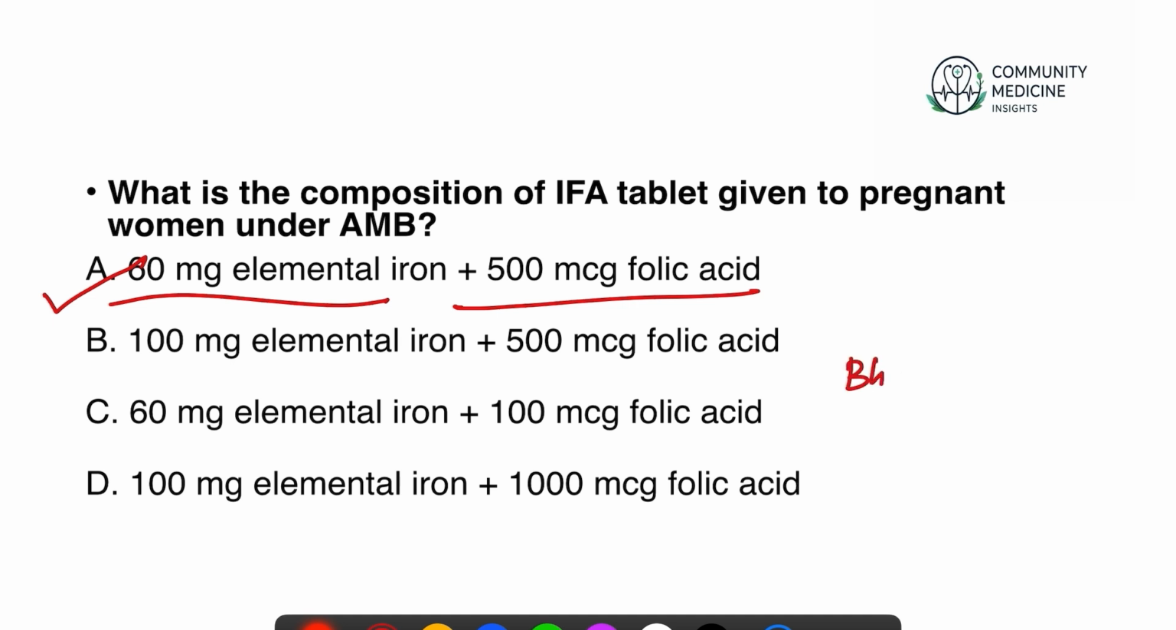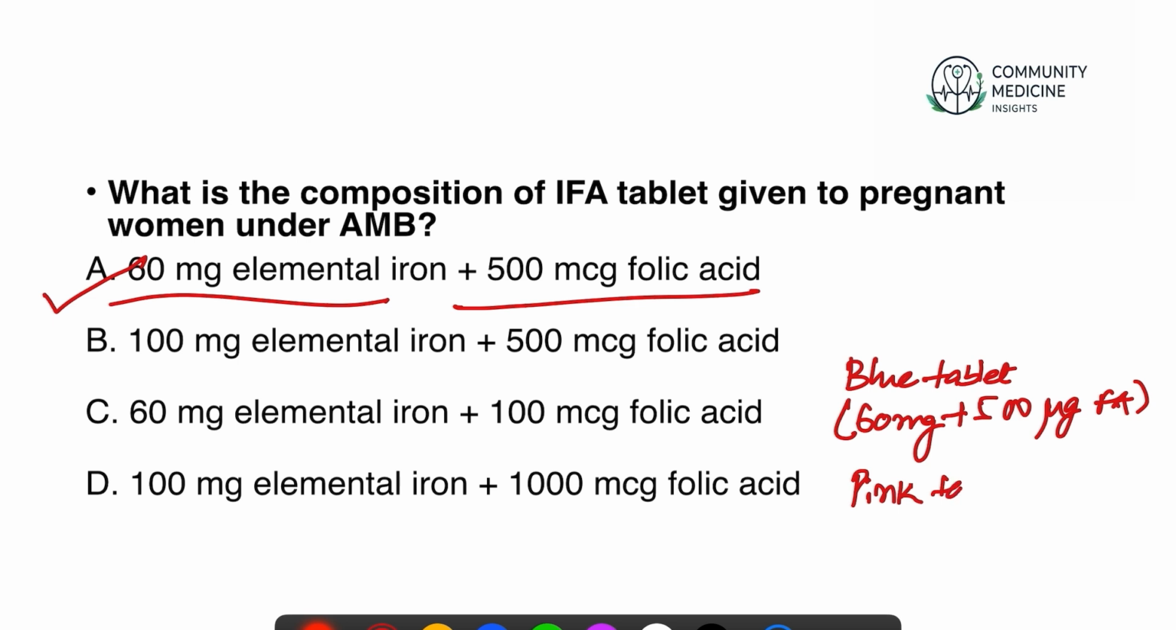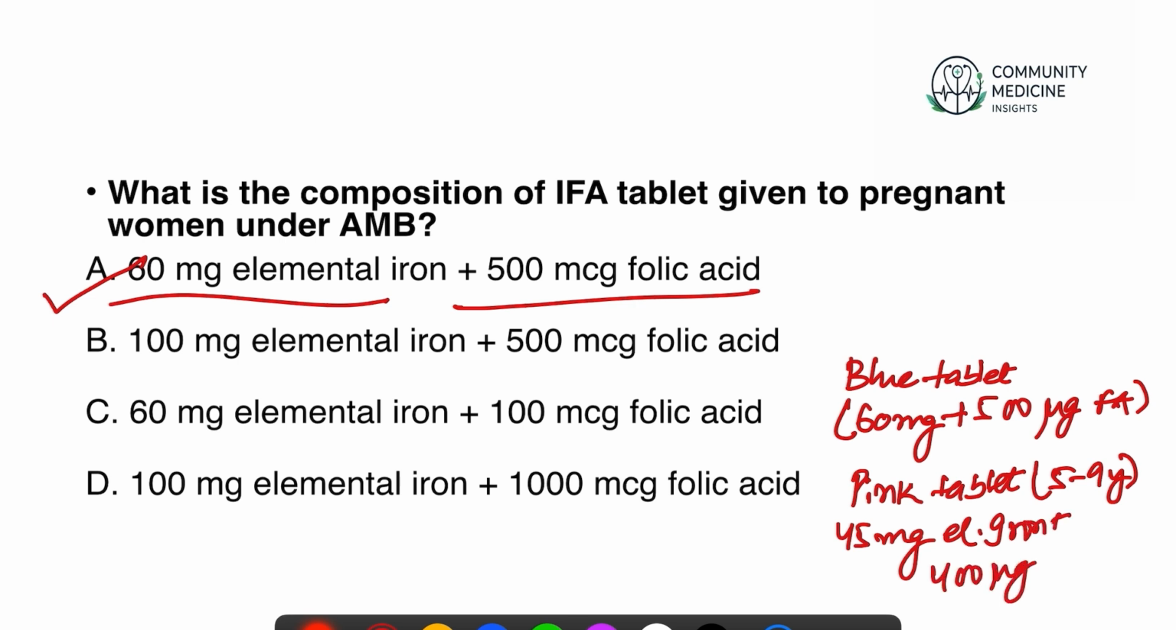Blue color tablet, which is given to the adolescent, and in that also the composition is same, that is 60 milligram elemental iron plus 500 microgram folic acid. And there is pink tablet, which is given in the children age 5 to 9 years. In that the composition is 45 milligram elemental iron plus 400 microgram of folic acid.